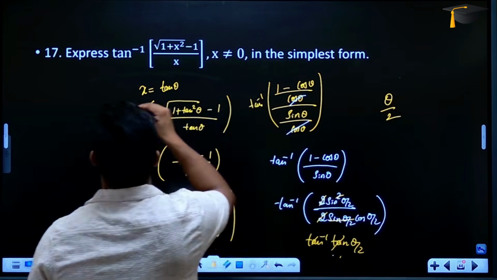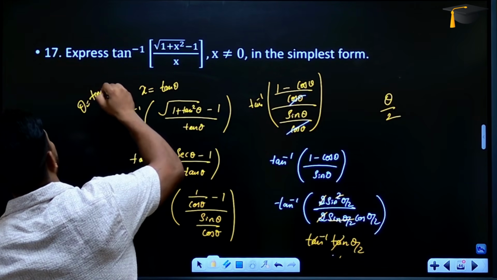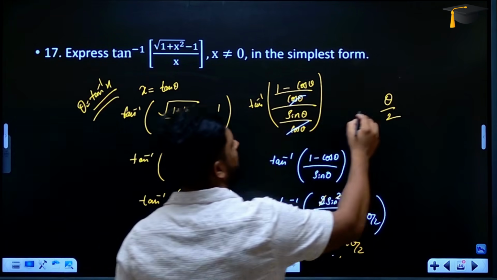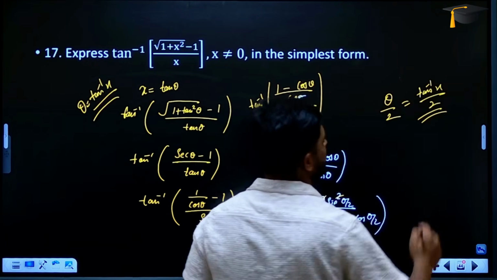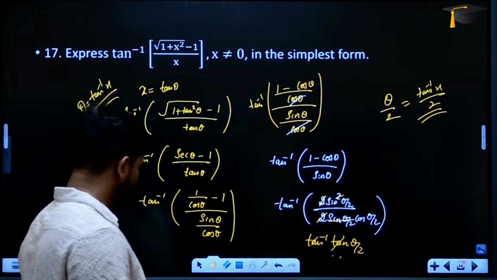So what is theta here? Theta is equal to tan inverse x, right? So this becomes tan inverse x whole divided by 2, which is the final answer.